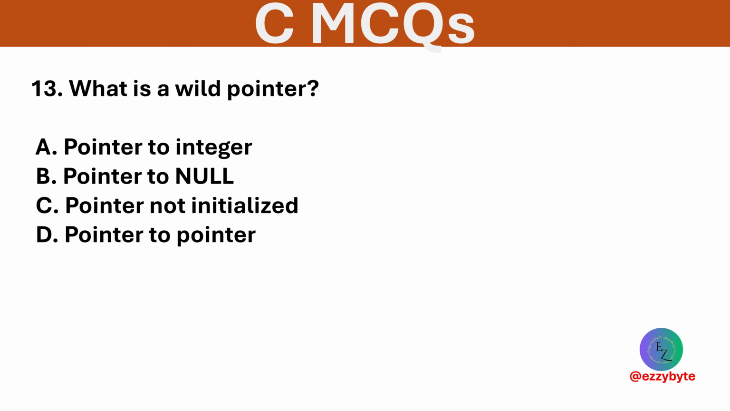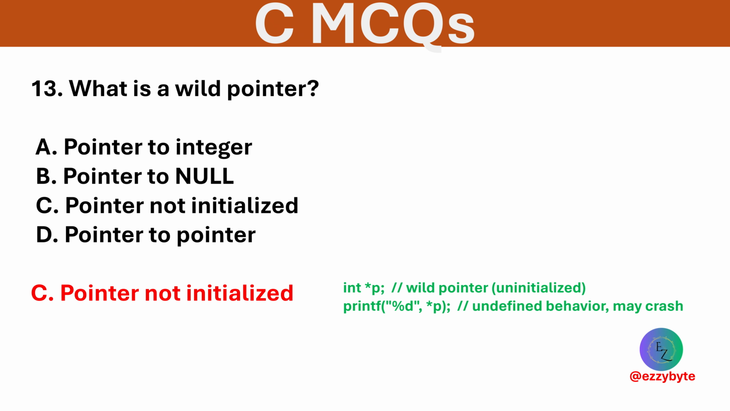What is a wild pointer? Options are pointer to integer, pointer to null, pointer not initialized, and pointer to pointer. Option C is correct. Wild pointers are uninitialized and dangerous.